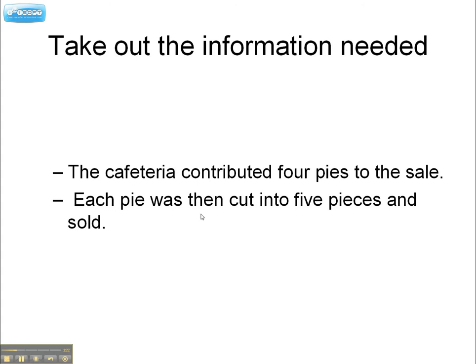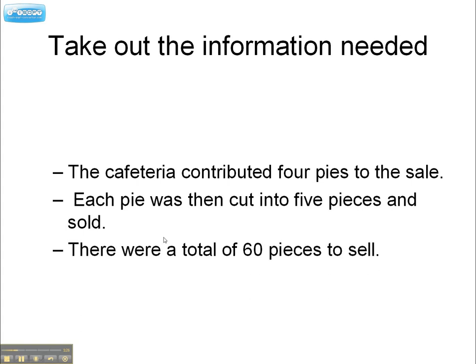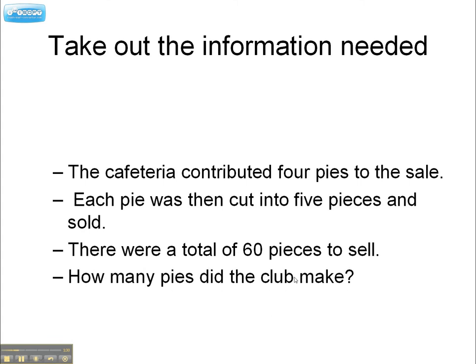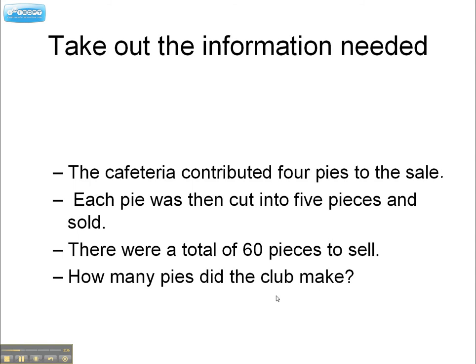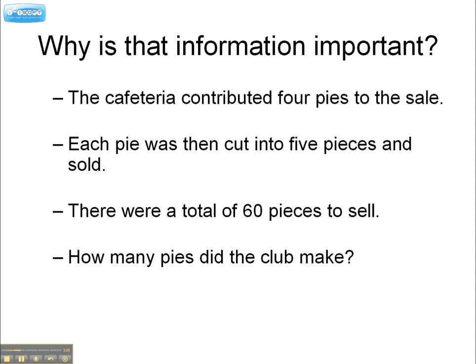And then we know each pie was cut into 5 pieces and sold. That's also important. And there were a total of 60 pieces to sell. And how many pies did the club make? Which is our essential question. So that is the most important part. Now, why is that information important?